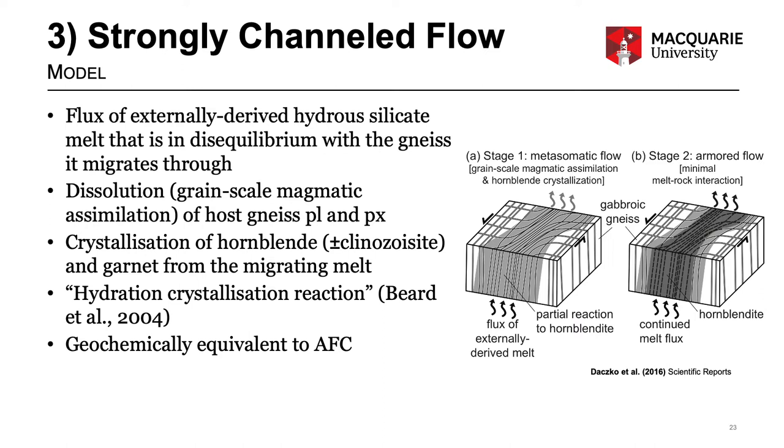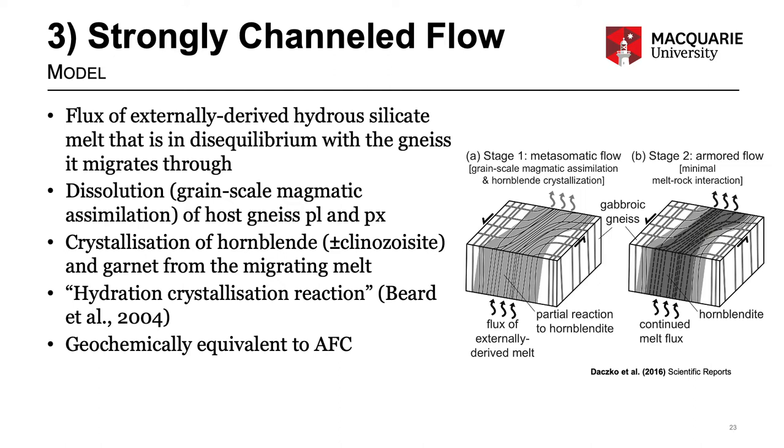The processes that are happening within these pathways of melt migration are chemically equivalent to AFC. The assimilation is happening through this grain scale magmatic dissolution process, and the fractional crystallization is the hornblende, clinozoisite and garnet crystallizing from the melt. And so as the melt moves through in stage one in the cartoon, it will be changing its chemistry as it reacts with the lower crust as it moves up.